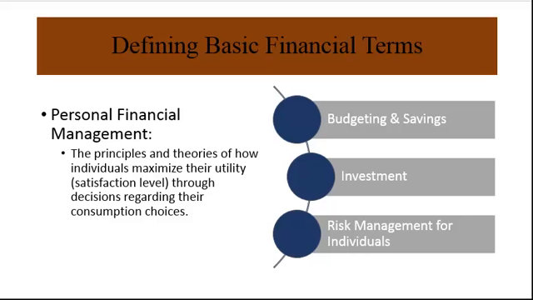A budget is a placement of planned expenditures. If your income is more than the budgeted expenditures, then you have savings possible. Once you have savings, you might want to invest it, so we talk about investments and personal financial management. And we also talk about risk reduction for individuals, similarly to how we talk about risk reduction for businesses.